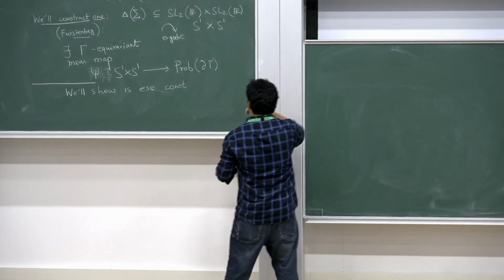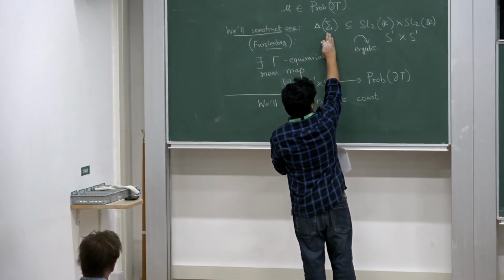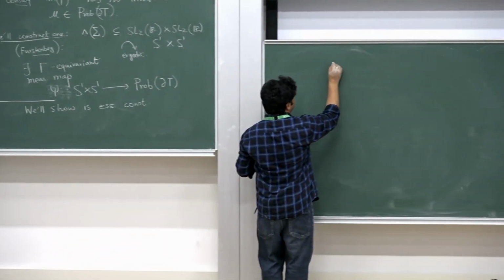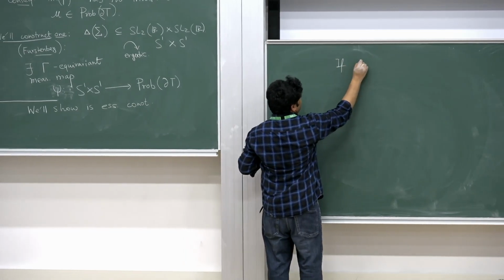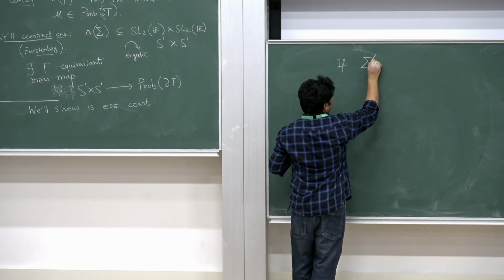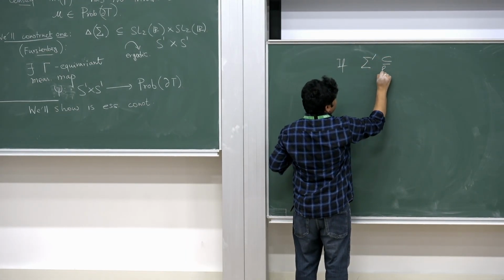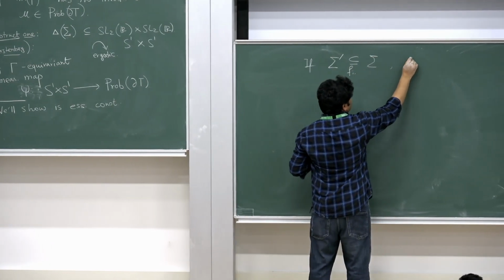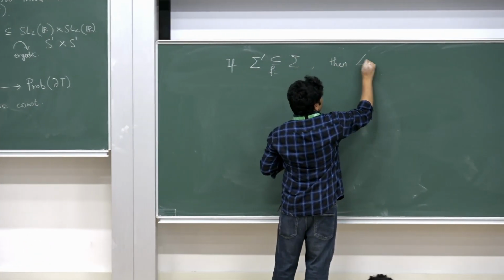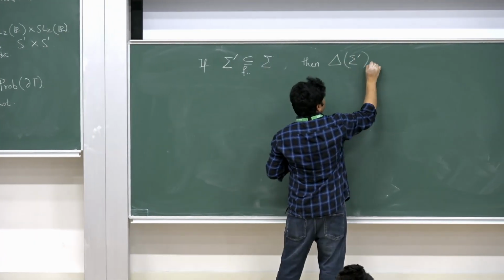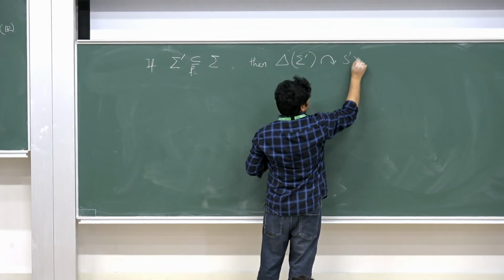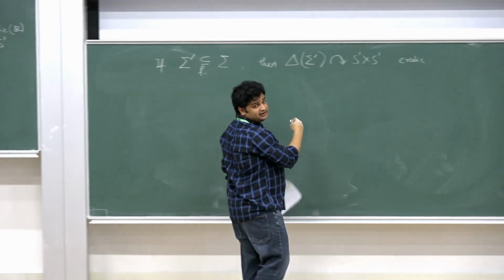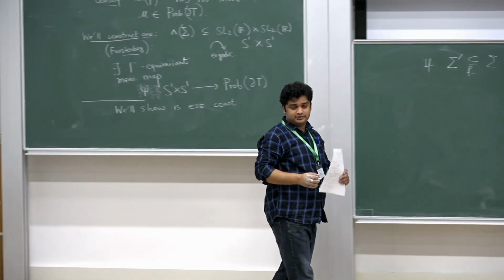Okay. Now, we have seen here that this group is acting ergodically, and the same is true if sigma prime is any finite index subgroup of sigma, then this also acts ergodically. The simple reason is that it's again another lattice. It's a finite index subgroup.